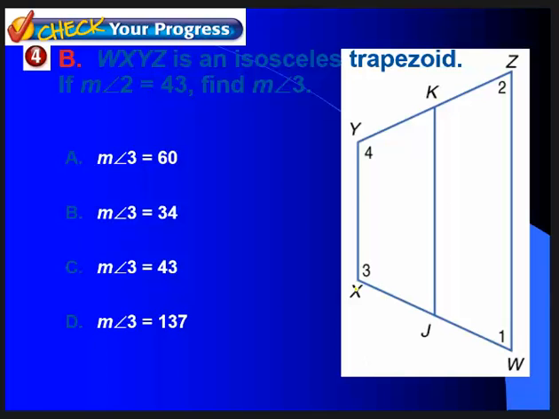Okay, again, we have a trapezoid. We know that angle 2 is 43, and angle 3 is we don't know. How are we going to find it?